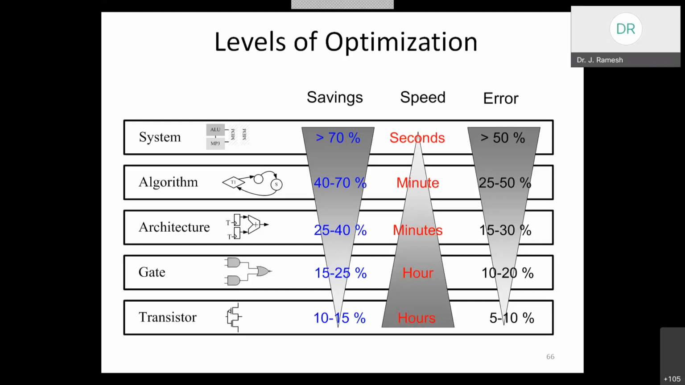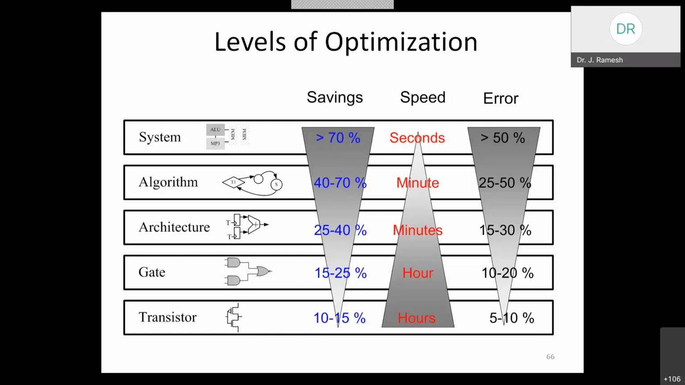But what about the error? Error, or otherwise in terms of accuracy, you can comment also. At the system level, the error will be more. When we move from the top level to the bottommost level, the error will be very less. Say at the transistor level, you can see that the error is very less, 5 to 10%. So that is very, very important.